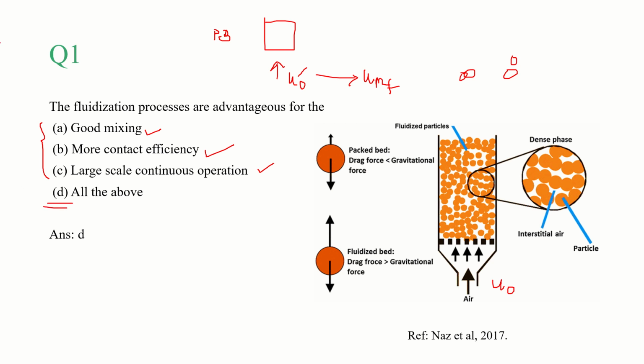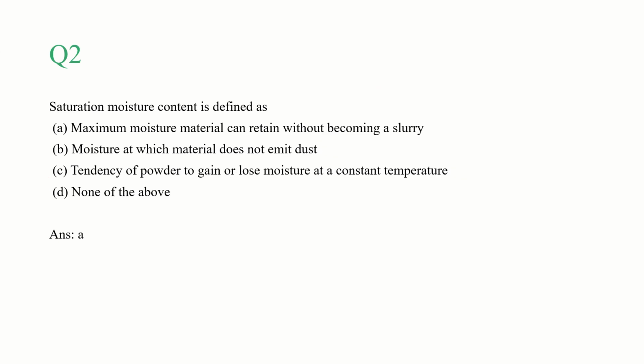So yeah, that is the first problem. We'll just move to the second problem. Saturation moisture content is defined as: maximum moisture a material can retain without becoming a slurry, moisture at which material does not emit dust, tendency of powder to gain or lose moisture at a certain temperature, or none of the above. So basically, what is saturation moisture content?